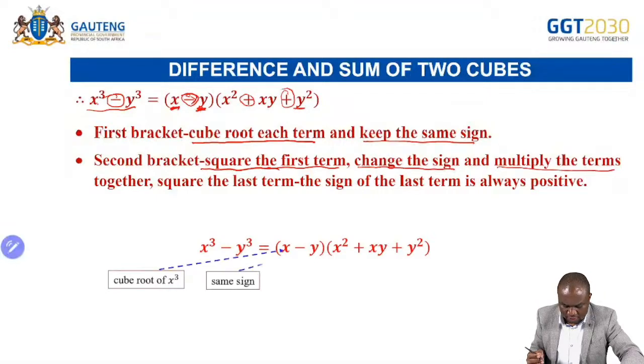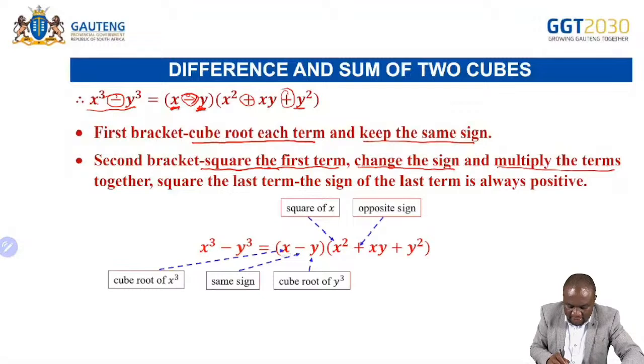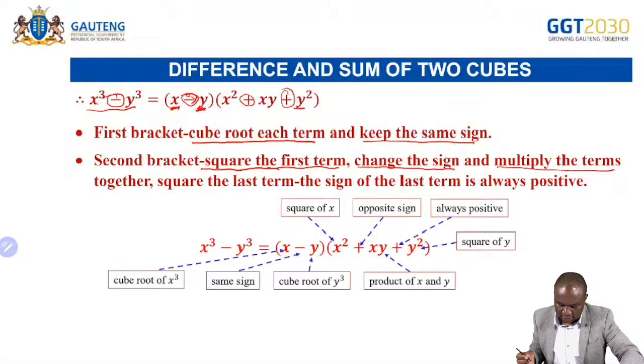It summarizes to this. So cube root of x cubed, same sign, minus there. And then cube root of y cubed, which is y. That's the first bracket. Square x, change sign, change operation, multiply the terms in the first bracket, x times y. And then always positive. And then square the y.